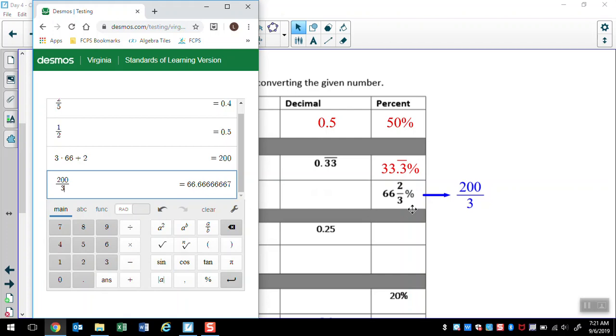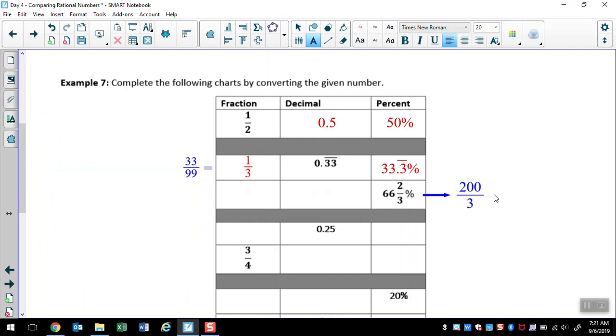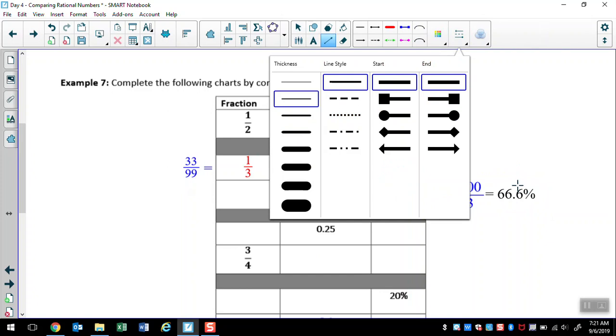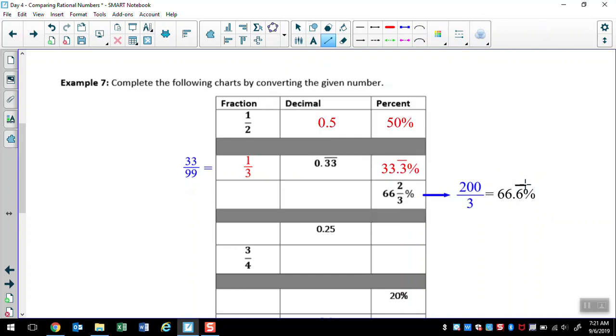Okay? So that's what I have next. So I could even put that in: 66.6, put my percent sign on it, and I'm going to put a little bar over the top to show that it's repeating. Okay, that's not looking very straight. Let's see if I can straighten that out. Okay, so now that I've done that, I can convert this percent to a decimal.